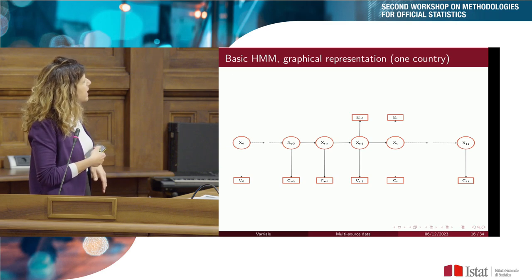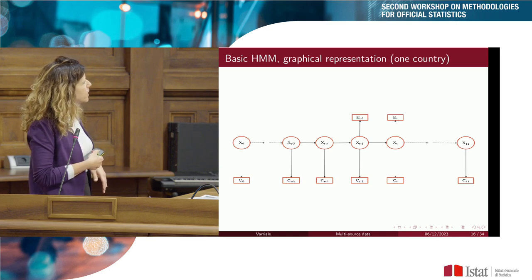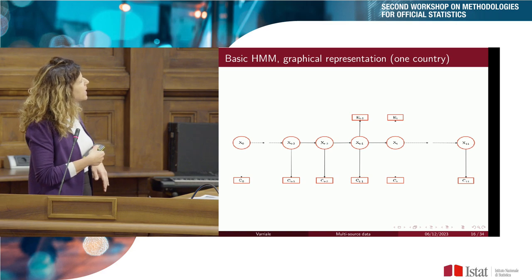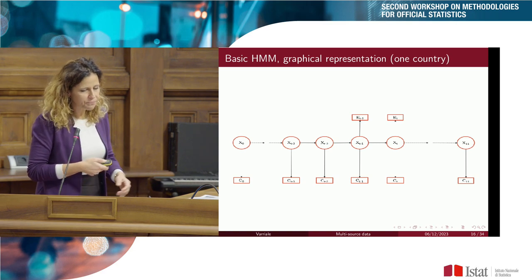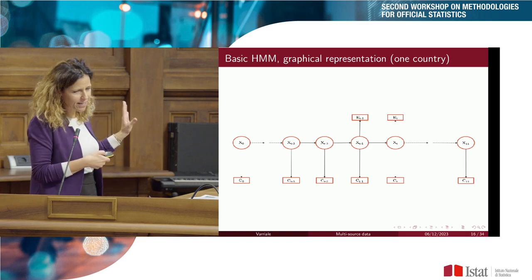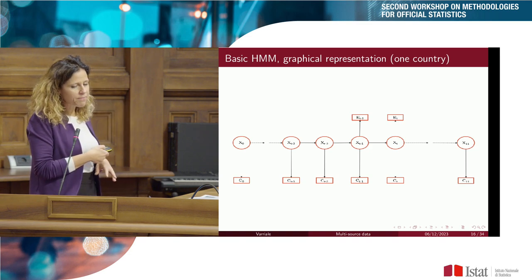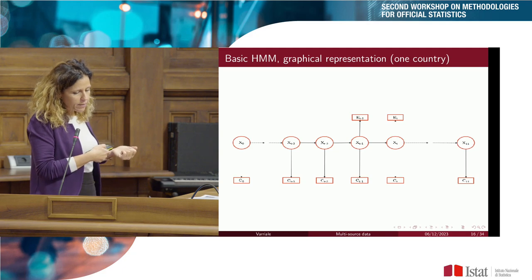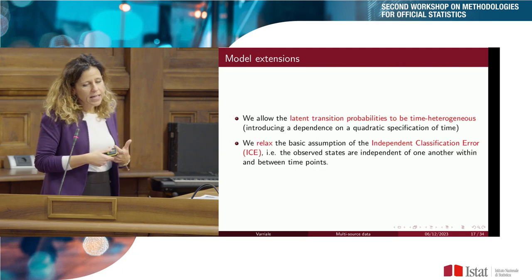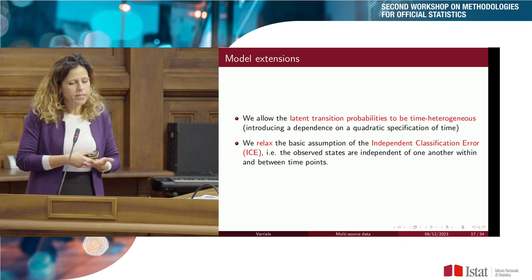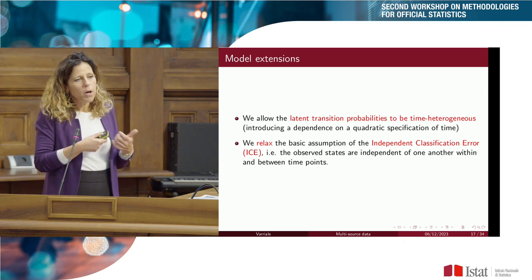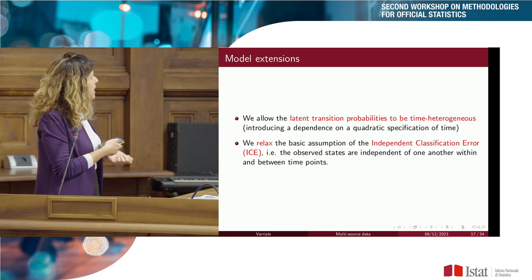That basically shows you how the process is observed. Here is the employment register, so we don't have missing data, and here is our labor force survey, so we also have missing structure. This is the very basic hidden Markov model.